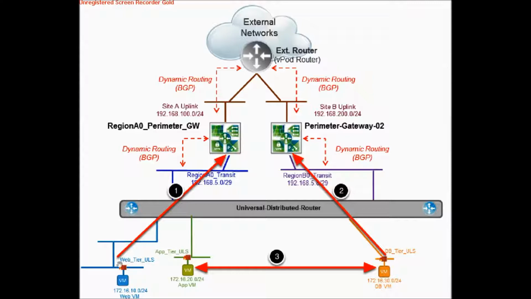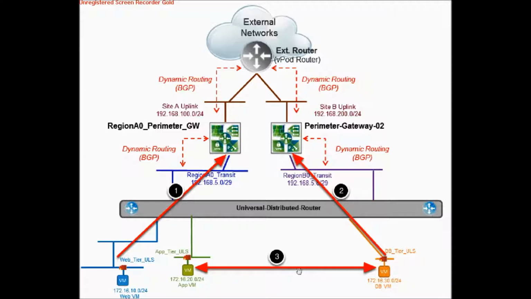East-west traffic utilizes the Universal Distributed Logical Router for optimization between VMs. This configuration requires dynamic routing between the physical network and the ESGs, as well as between the ESGs and the Universal Distributed Logical Router. The Universal Distributed Logical Router advertises the configured networks to both ESGs. The ESGs advertise the Universal Distributed Logical Router's networks to both sites' physical networks. This configuration allows the physical network to transmit and receive traffic to and from the same network at both sites.